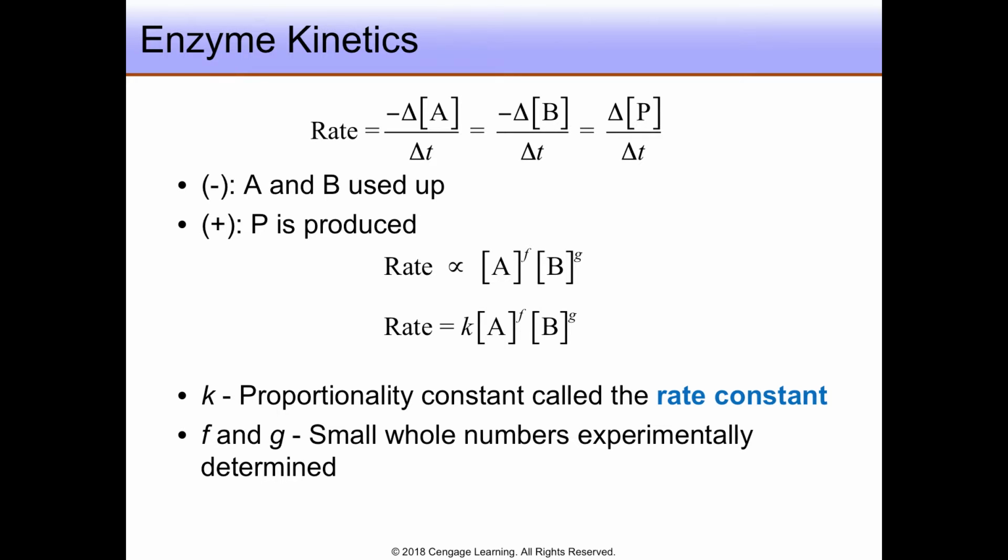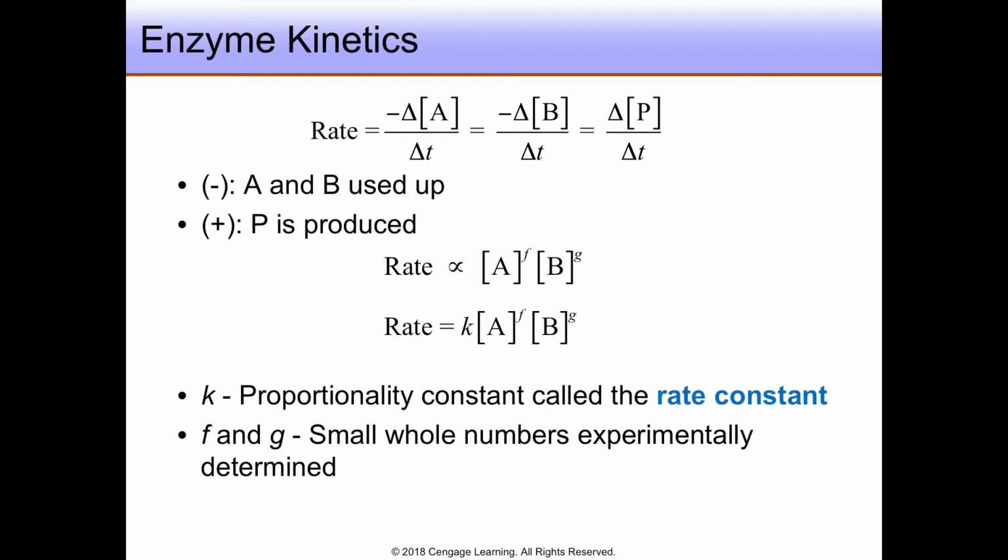We can therefore express our rate as proportional to the product of the concentrations of A and B. However, the rate of the reaction depends not only on the concentrations of our reactants, but also on the speed with which the reaction occurs, represented by the lowercase k, the rate or proportionality constant. Now notice the exponents, f and g.